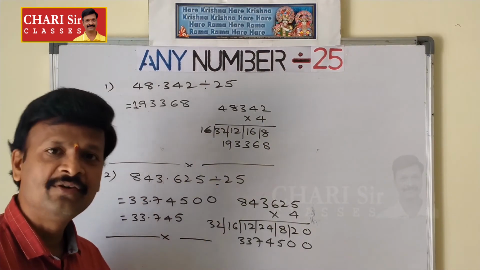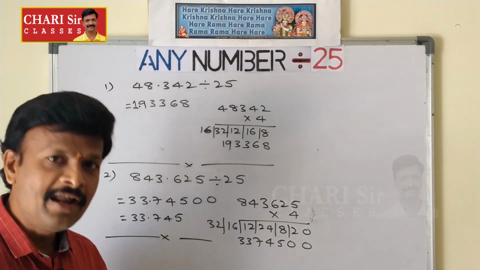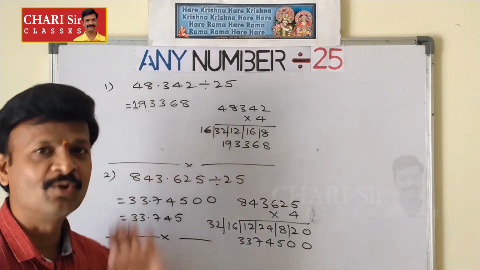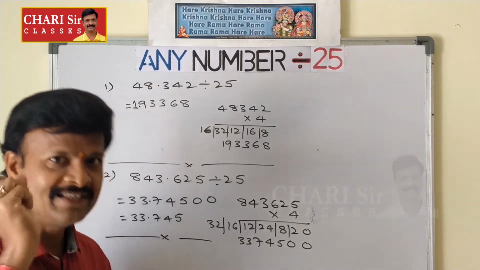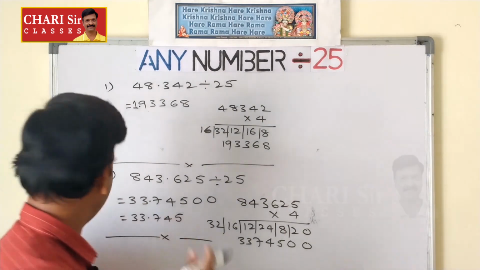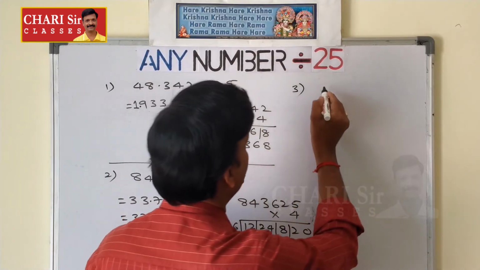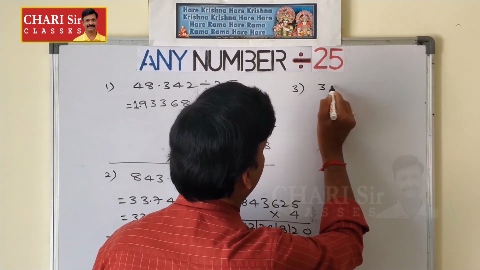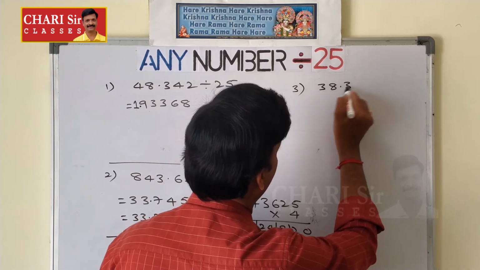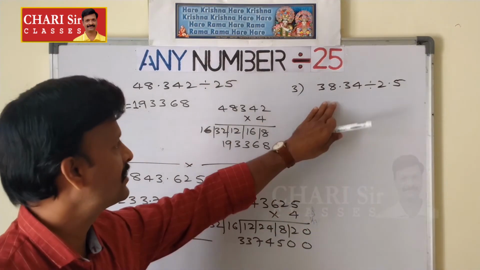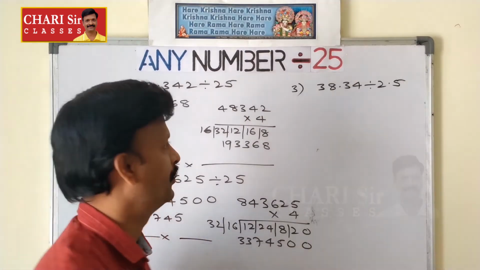Like this, any decimal number is given. If you want to divide with 25, you can divide with this. And now one more case we can consider, when the given dividend is also a decimal number and the divisor is also a decimal number. What to do? Let's consider one more example. That is the third example. We take 38.34 and divide by 2.5. So here this is also a decimal number and this is also a decimal number. How to do? Let's see.